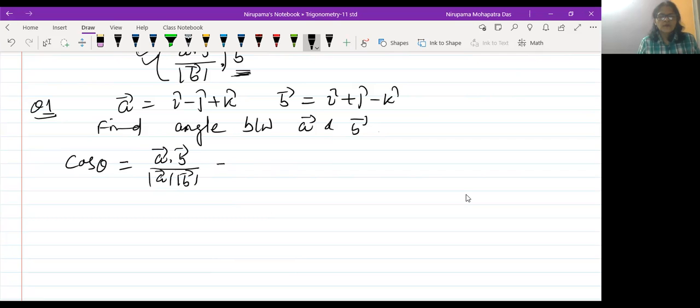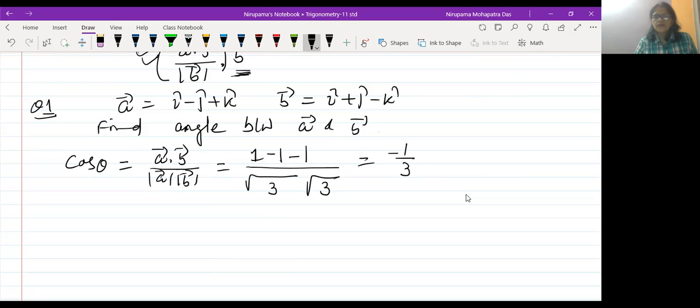Okay, so that is equal to what? A dot B: 1 into 1 minus 1 into 1, 1 into minus 1, divided by the magnitude of A, 1 square plus minus 1 square plus 1 square, root 3, and here also you are getting root 3. So you get minus 1 by 3. So it means theta is cos inverse minus 1 by 3.